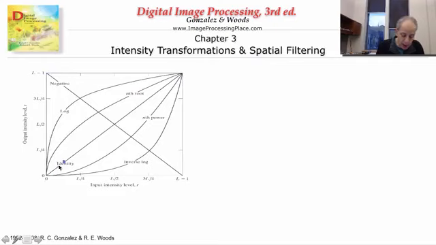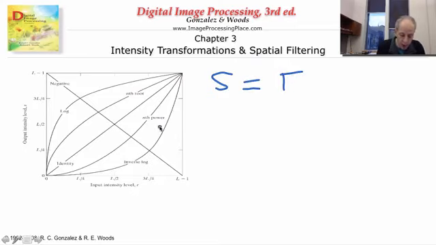So basically, this is the identity. If we mark the output as S, identity is S equal R. The output is identical to the input. We have done nothing to the image.